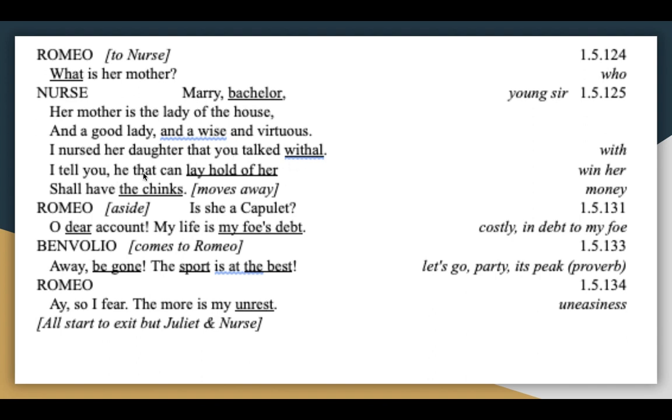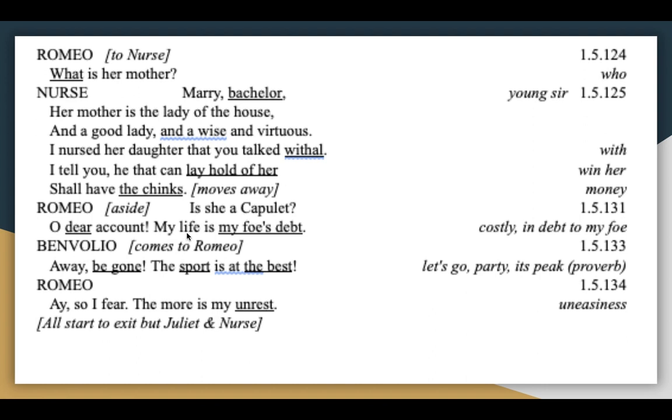I tell you, he that can lay hold of her shall have the chink, shall have the money. So anyone that can win her, that can get her heart, will have lots of money, because her mum is the lady of the house, and obviously they've got money, they're rich. So Romeo says, is she a Capulet?